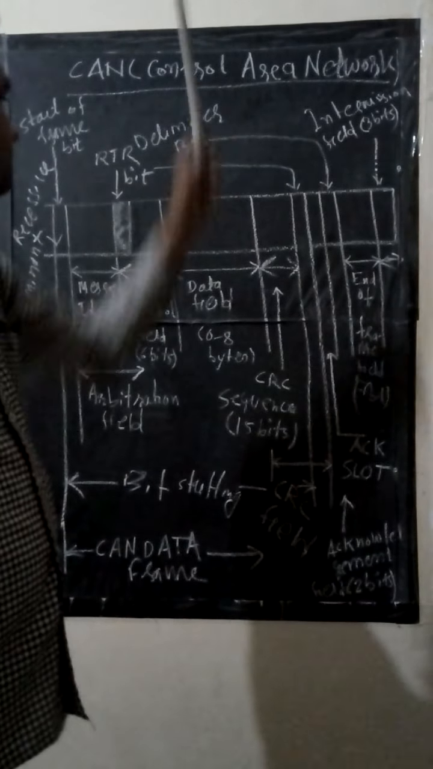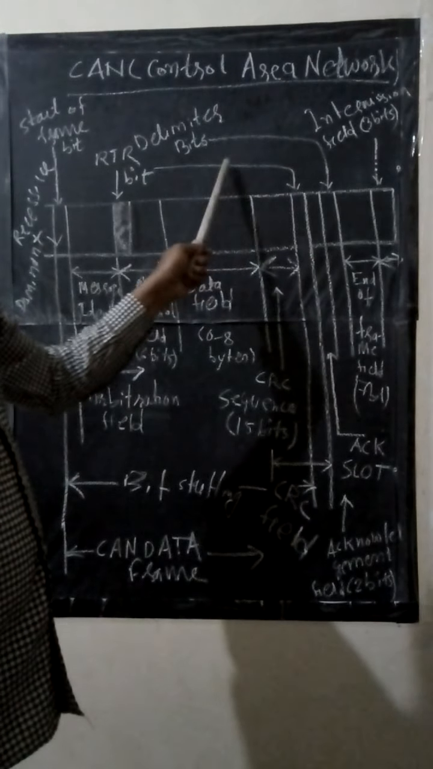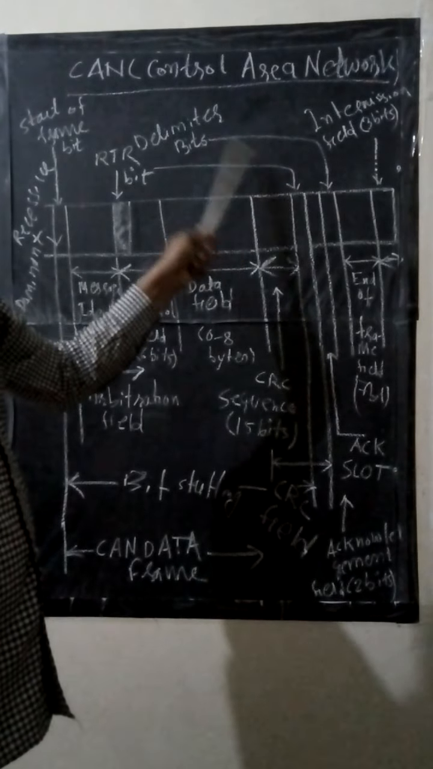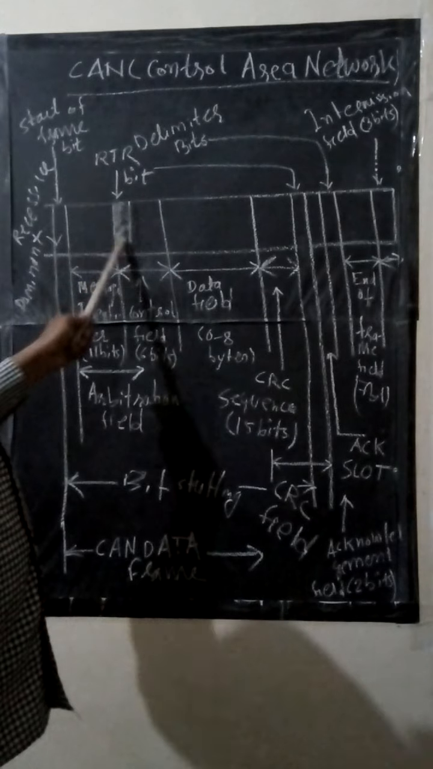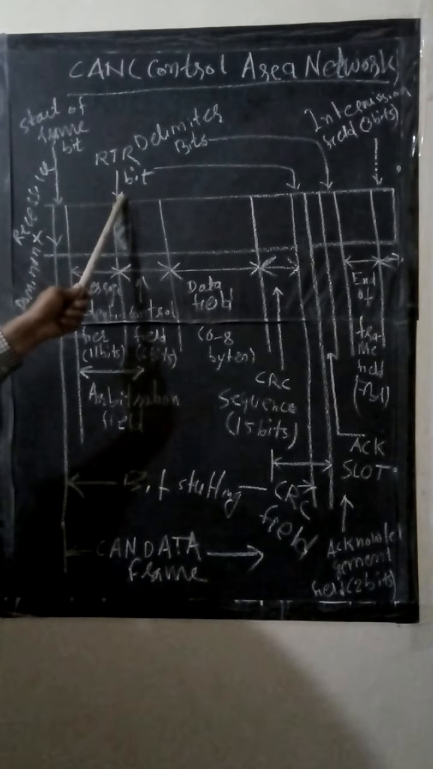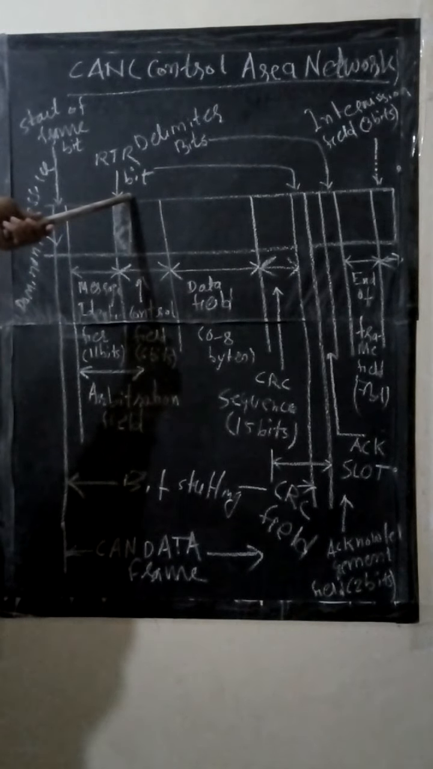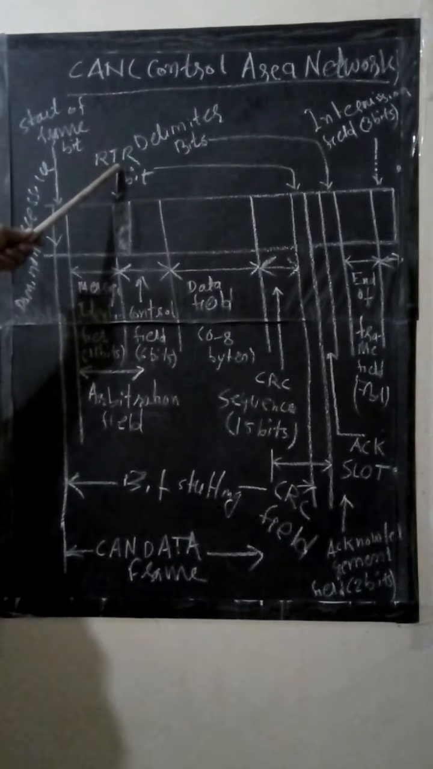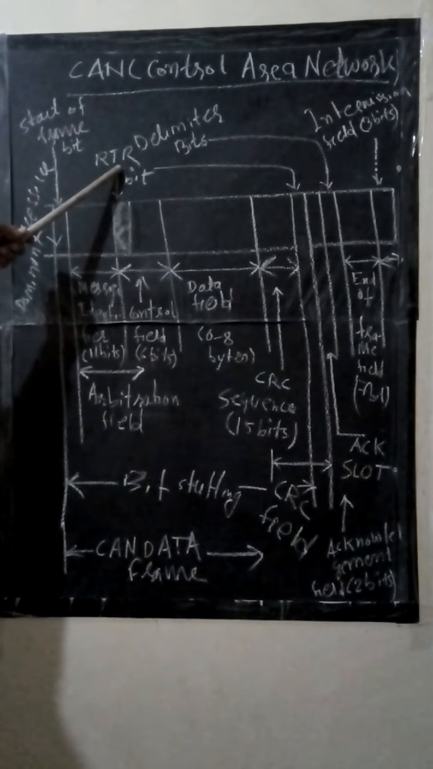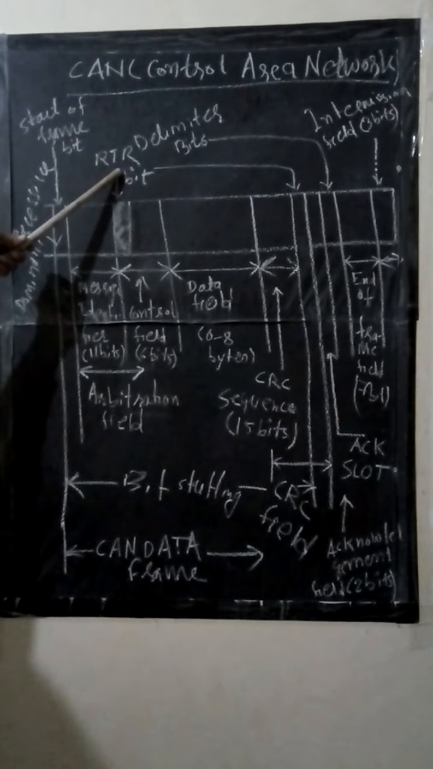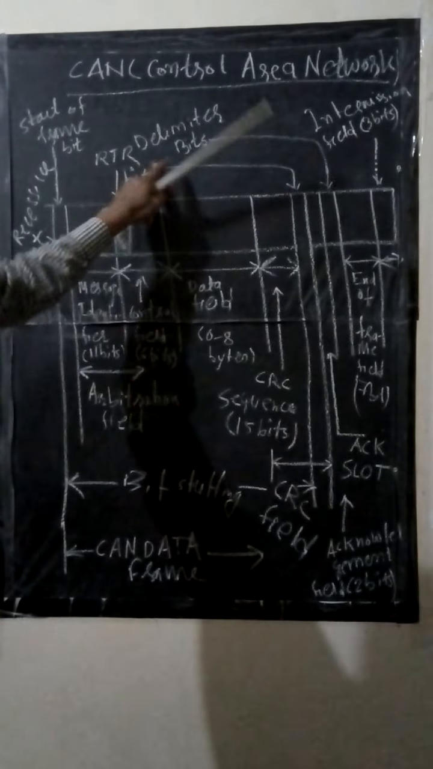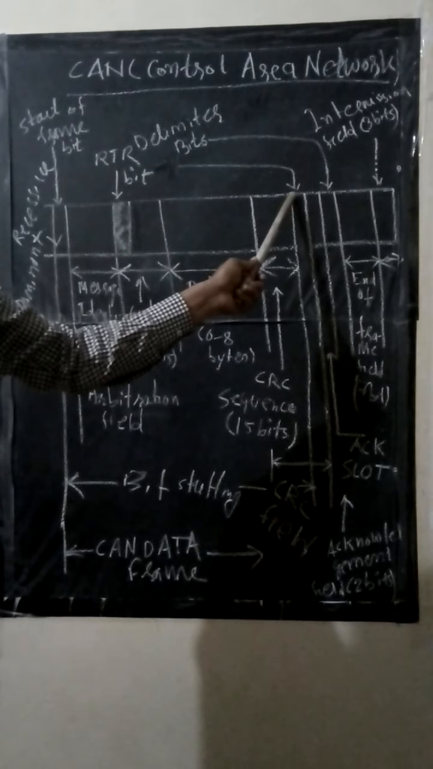Then this is the delimiter bit, which is a single bit. This one is the RTR bit, that is remote transmission request. This is a single bit, dominant for request frames, recessive for data frames. Then these delimiter bits are single bits.